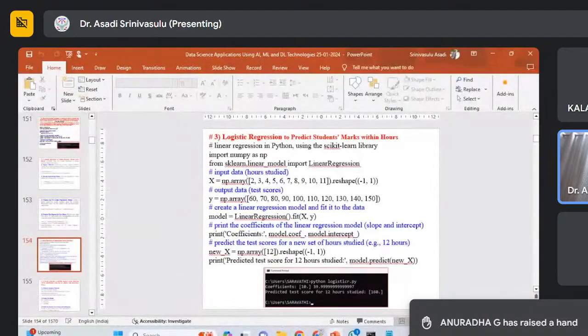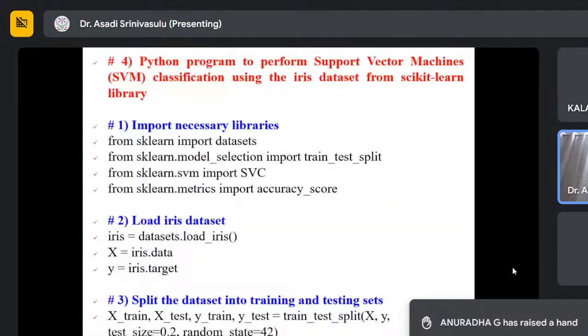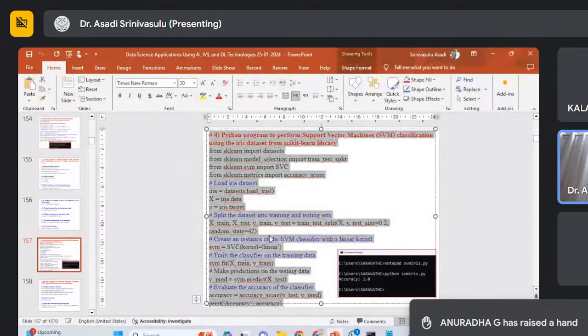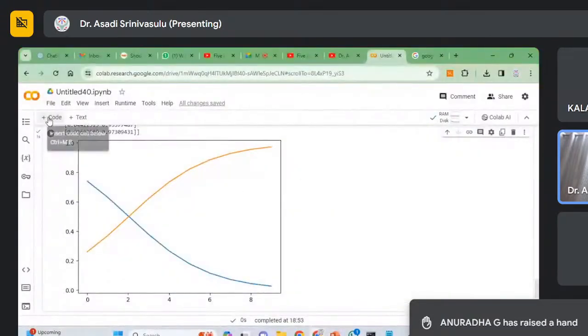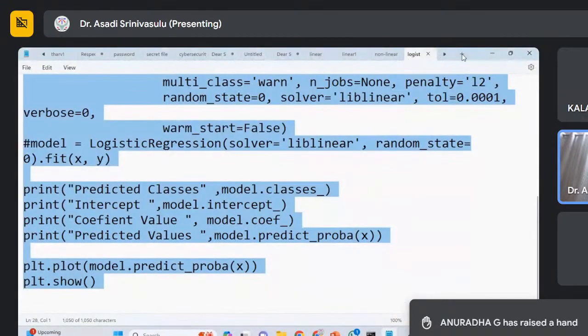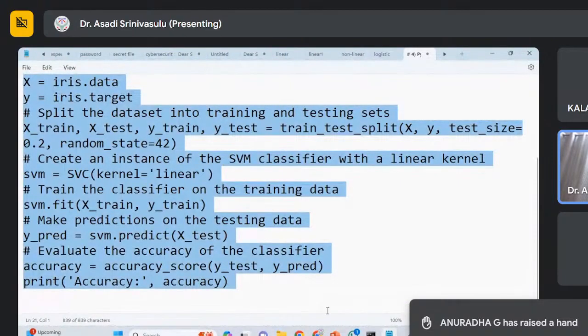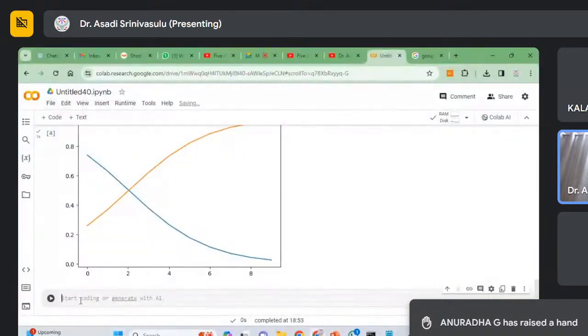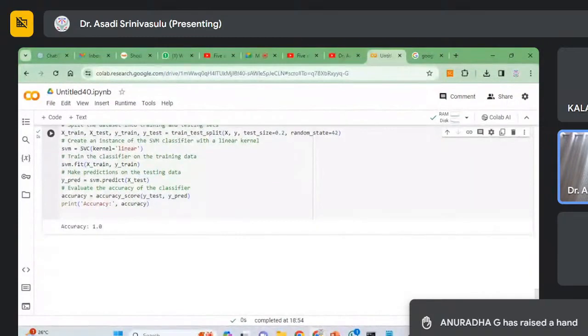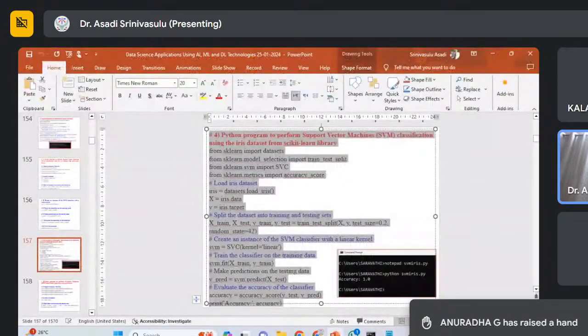Next, support vector machine. Write a Python program to perform SVM classification using the iris dataset from scikit-learn. By using sklearn, how to execute? This is the program I am going to demonstrate now. Control C, go to Google Colaboratory, because all libraries are inbuilt. Paste it here and run the program. Now see, support vector machine. I got 100% accuracy here.